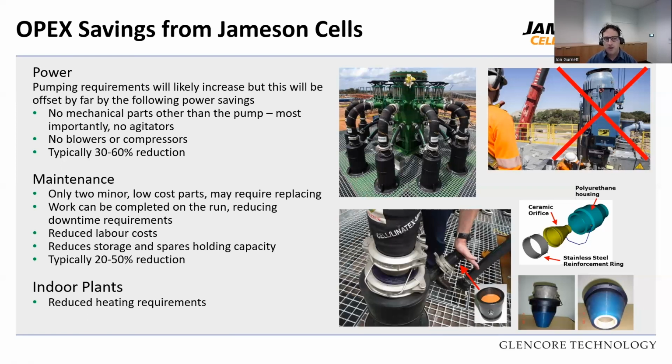By being able to do these on the run, you can reduce your labor costs because you don't need that many people around, and it actually reduces your storage and spares holding. When you do rough maths in some of our case studies, you can see about a 20 to 50% reduction in spares holding. And now the part that is probably a good highlight is in cold climates where buildings are heated, unlike Australia, where everything's outside. If you have to heat a building, you want to make your footprint as small as possible. You put a large number of these Jameson cells together, your footprint shrinks considerably, which actually lowers your CapEx costs significantly. And that's something we're really quite proud of.